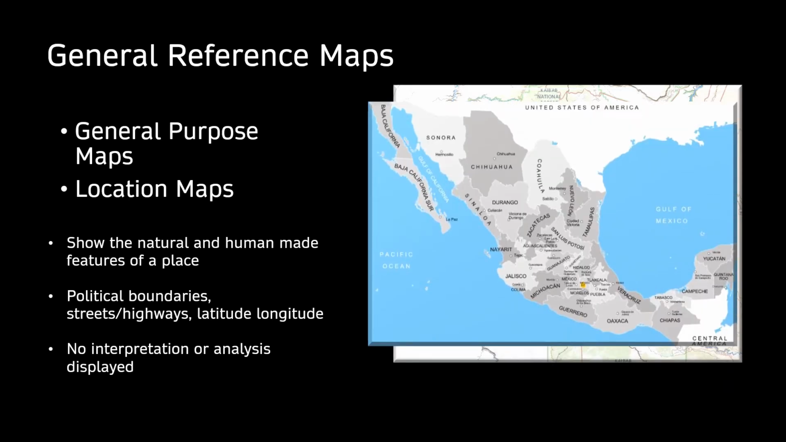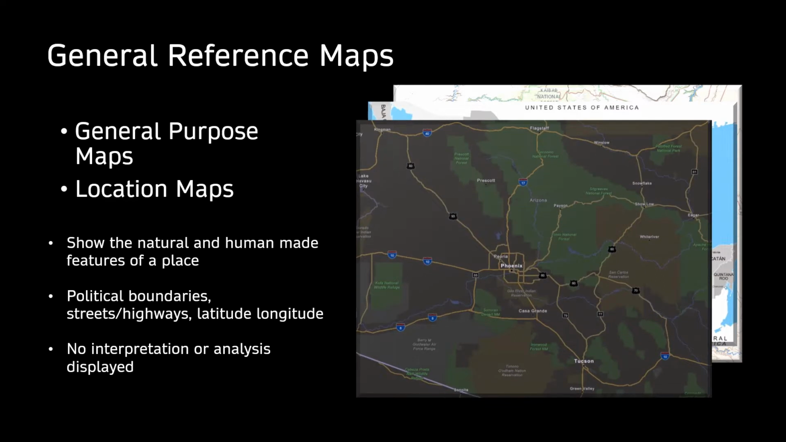These can also represent political boundaries, such as what we see here, looking at the different states in the country of Mexico. And again, they could be used for transportation, right, to show streets, highways, different features. So again, in this map, we're looking at highways leading into the Phoenix metropolitan area. And we can also see green polygons there representing national forest areas and brown polygons representing Native American reservations. So again, there's no interpretation or analysis being displayed in these maps. They're just strictly showing the location of objects.